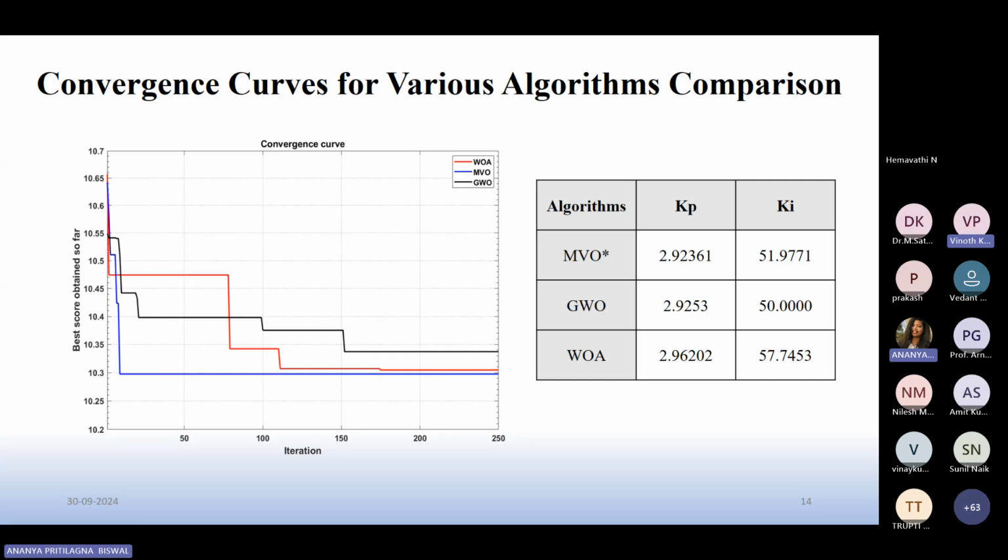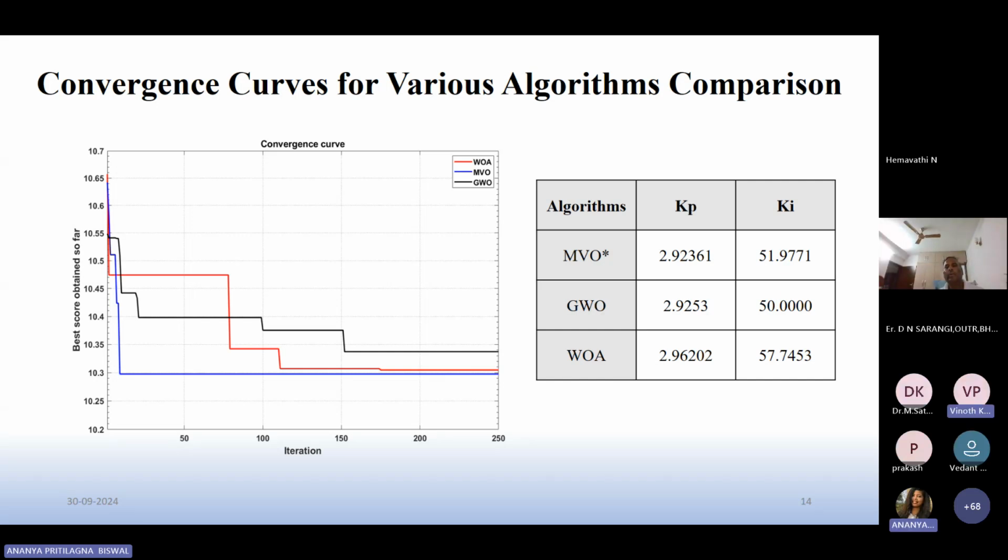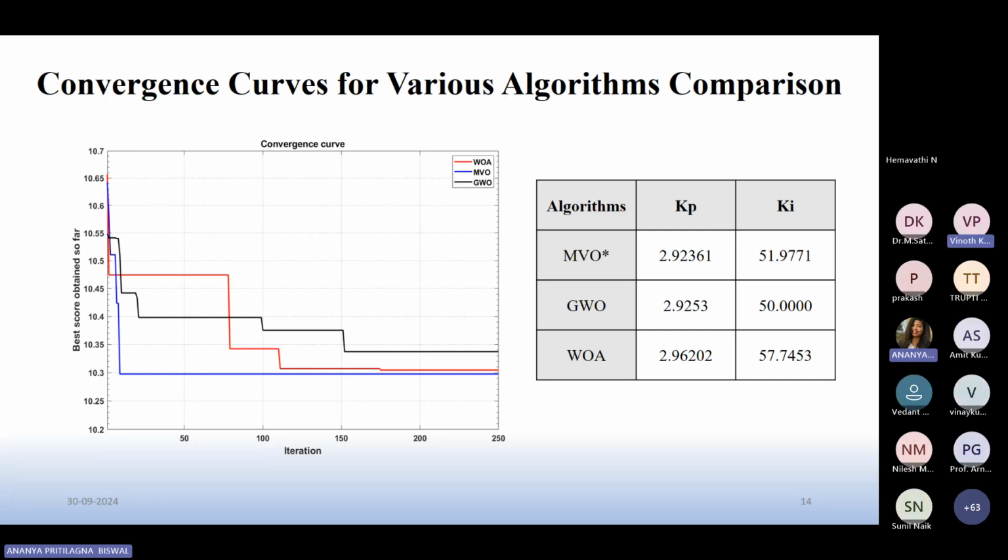These are the KP and KI values we got from the optimization, that is the multiverse. Here for the MVO optimization, we got the minimum, the optimized value, that is KP 2.92361, and KI 51.9771.